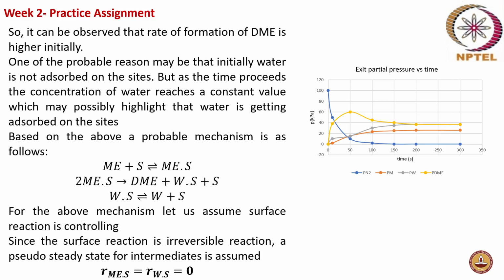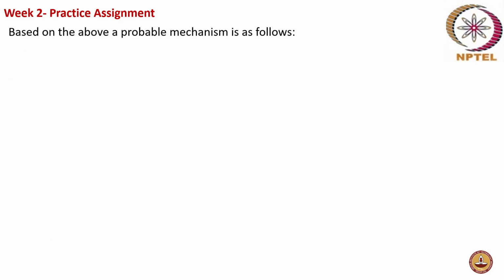What pseudo steady state means is that the rate of formation of the intermediates is equal to 0. Here we have two intermediates. One is the adsorbed methanol, from the adsorption of methanol on the surface, and the other is the adsorbed water, from the adsorption of water on the surface. These two reaction rates are assumed to be equal to 0. Okay. Now, based on this, what can we write?